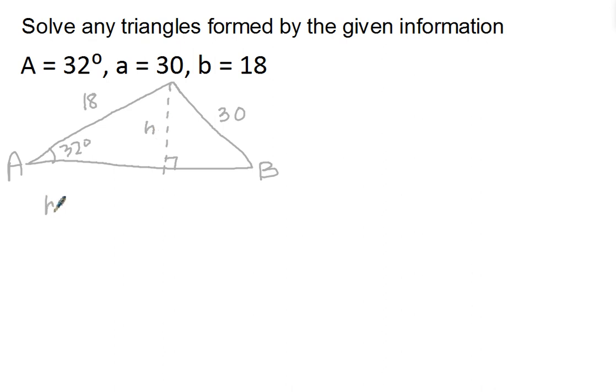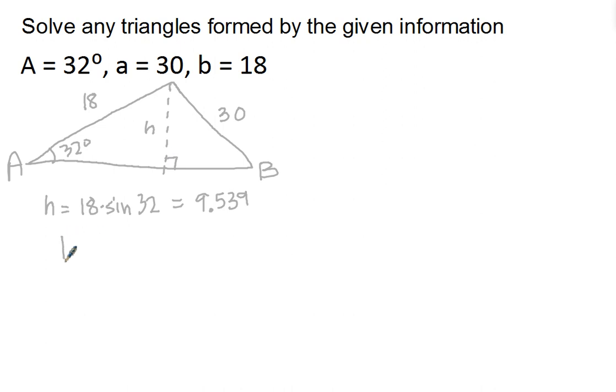Okay, and we find that the height is found by taking the adjacent side, right? This is now a hypotenuse of a little right triangle. So 18 is the hypotenuse of this right triangle times the sine of 32. And when we put this into our calculator, 18 sine of 32 is 9.539. Okay, so that's the height of this triangle.